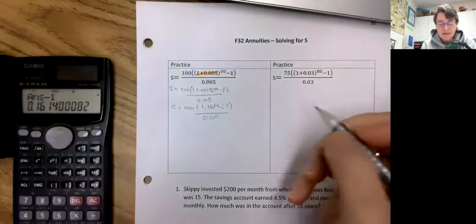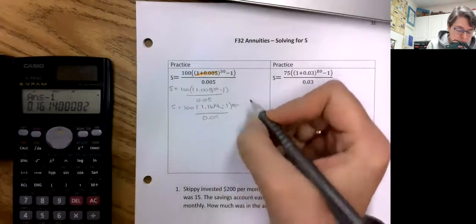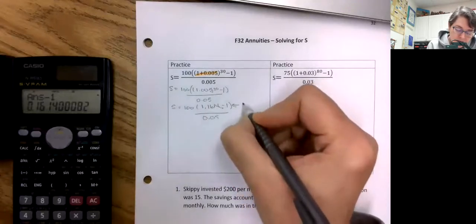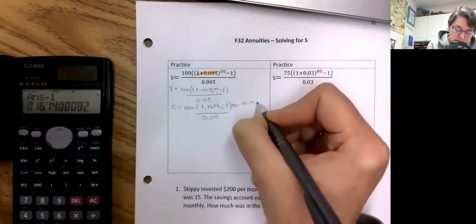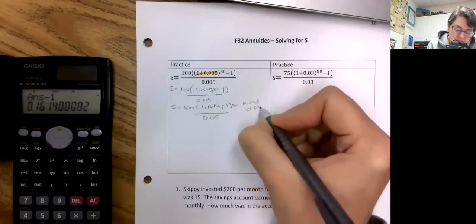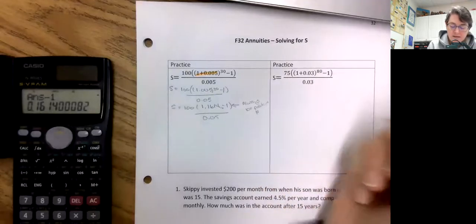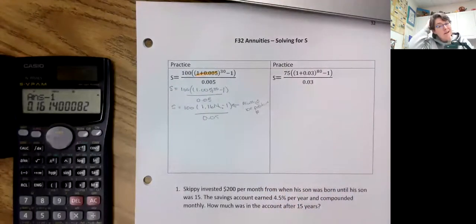So at this point, this one should always be a positive number. If it's not, something went wrong. I mean, that makes sense. You're talking about finance. You're never going to get a negative number, at least not with the stuff we do.